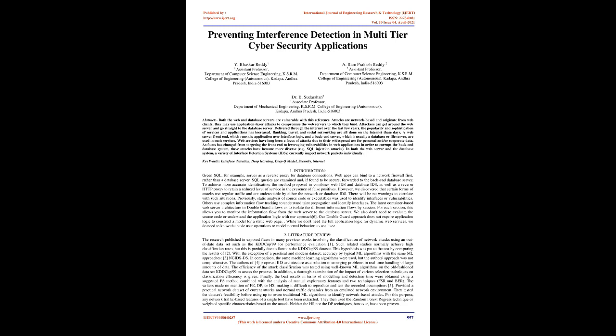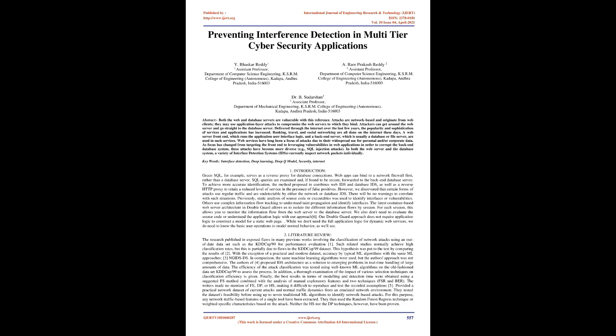However, we discovered that certain forms of attacks use regular traffic and are undetectable by either the network or database IDS. There will be no warnings to correlate with such situations. Previously, static analysis of source code or executables was used to identify intrusions or vulnerabilities. Others use complex information flow tracking to understand taint propagation and identify intrusions. The latest container-based web server architecture in DoubleGuard allows us to isolate the different information flows by session. For each session, this allows you to monitor the information flow from the web server to the database server.